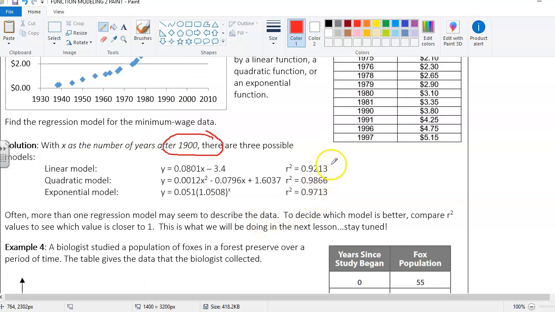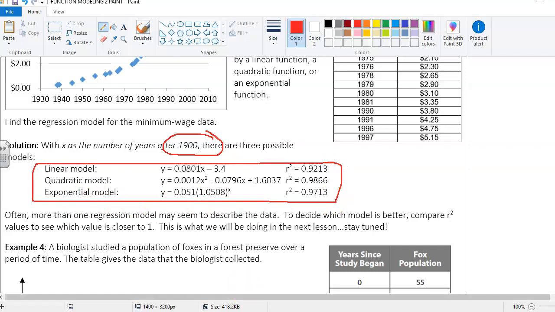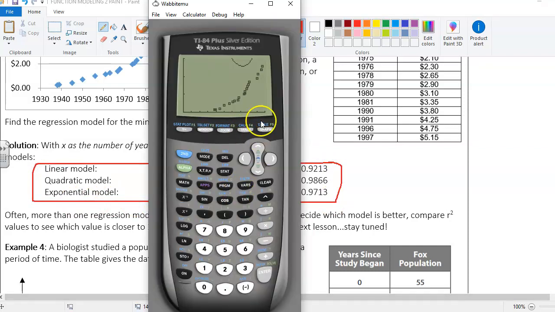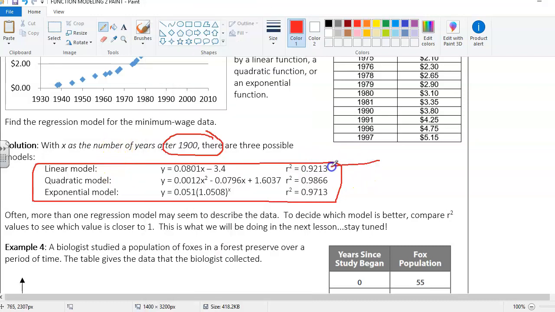And they gave 3 different examples. Okay, so basically the reason we wanted to go over this set of data was because you could actually try out 3 different models. Now, I don't want you to worry about anything except for that r squared number. Okay, the linear model had a 0.92.